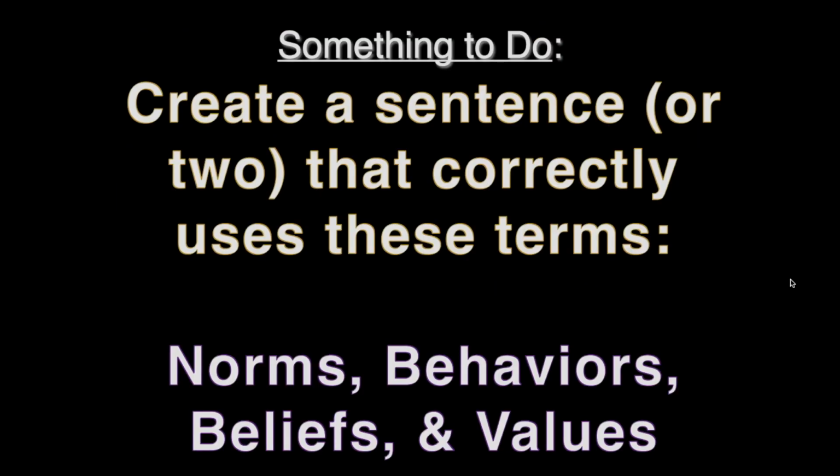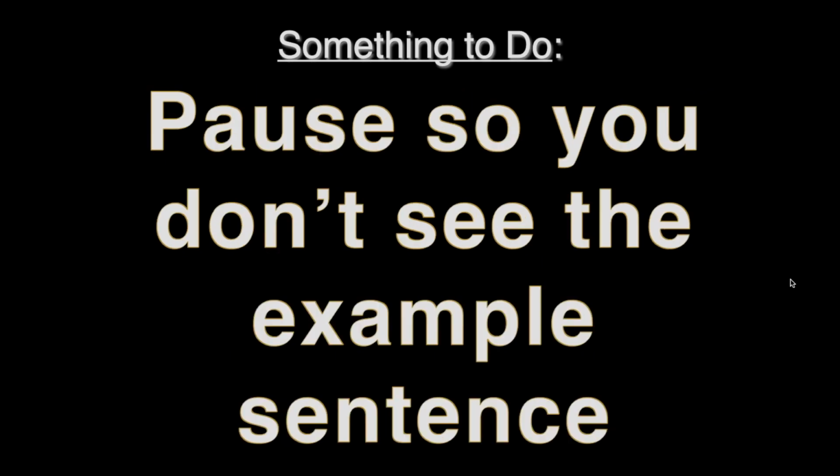So whether you're writing the notes or you're doing a reflection, this is a helpful exercise. And that's create a sentence or two that correctly use these terms: norms, behaviors, beliefs, and values. So create a sentence. You can do 2 or 3 if you need to. Just make sure you're using these terms correctly. Feel free to hit that pause button, and then I'm going to give you my sentence. I'm going to give you one more second to pause so you don't get my sentence before you make yours. It's a good exercise, so you should do that.